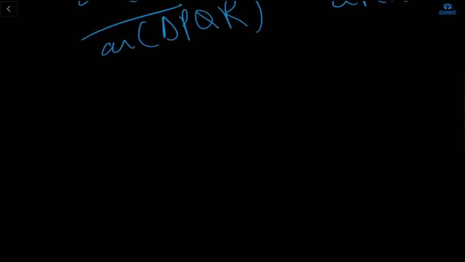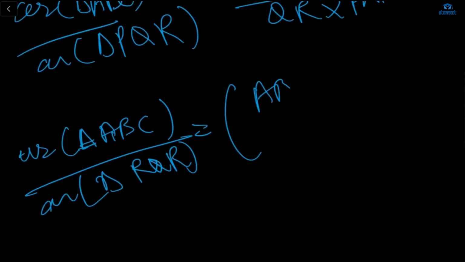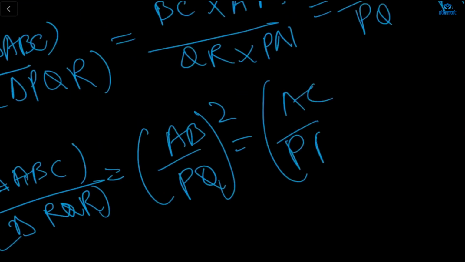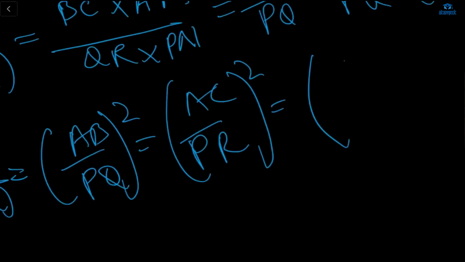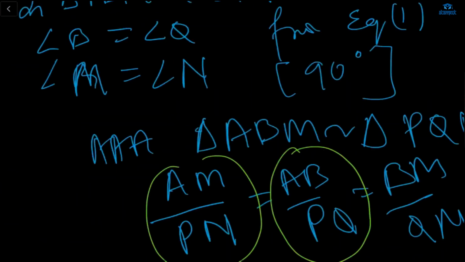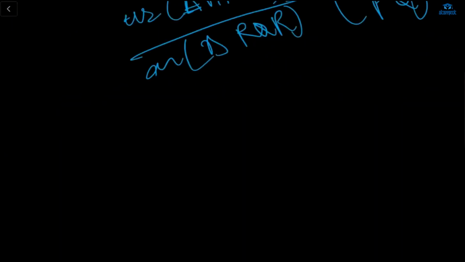So what we have got? Area of triangle ABC by area of triangle PQR will be equal to AB by PQ square is equal to AC by PR square is equal to BC by QR square. Understood? Or you can choose from here also these two angles. So understood how you are going to prove this?